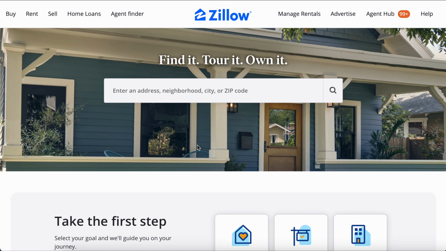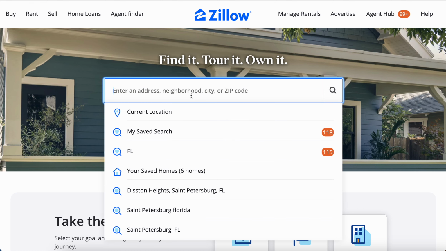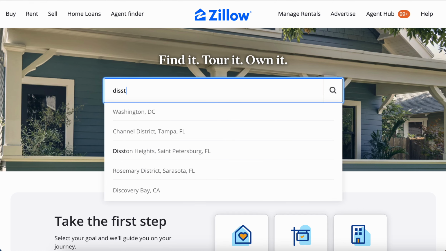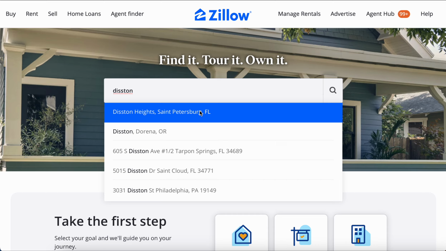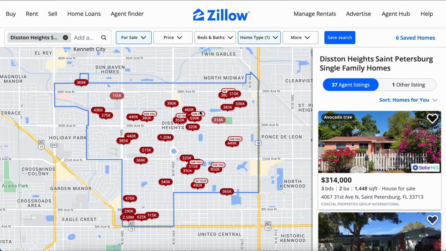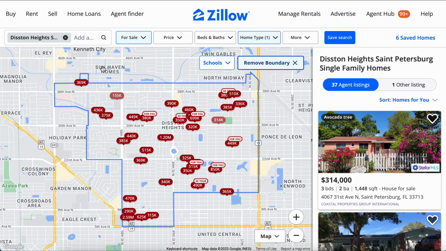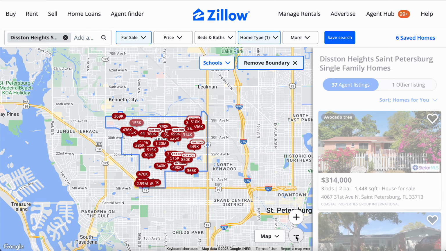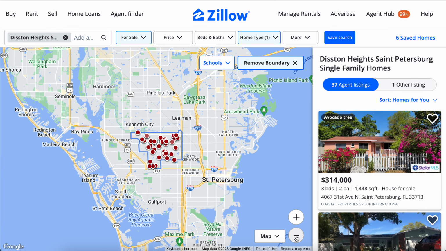So here's a screenshot. I'm going to focus in on St. Pete and an area that I've recently sold a property, which is Disston Heights. So I'm going to just type in here Disston Heights, St. Petersburg. Takes you to this map. So this is the neighborhood in St. Pete. So if we zoom out, here we are.